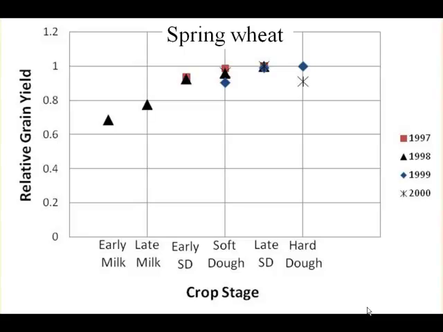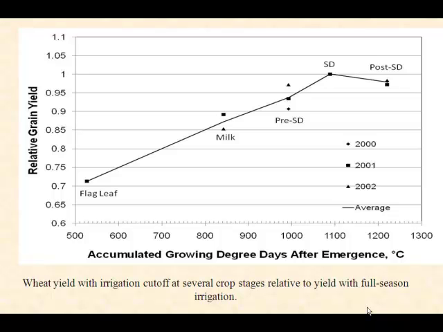So heck, if I can avoid 2 irrigations and still get 90% of the yield, it makes sense to me. So this is the kind of response curve that we can look at for a number of decisions. Here we have it for winter wheat, and this year in 2001 we got a little bit carried away and decided to cut some off at flag leaf. We still got about 70% of our maximum yield, but that was from a soil that had good water holding, and it had enough water to actually get it through to a reasonable yield.